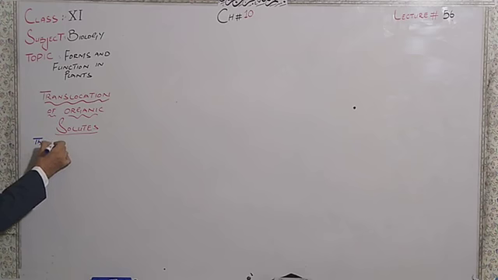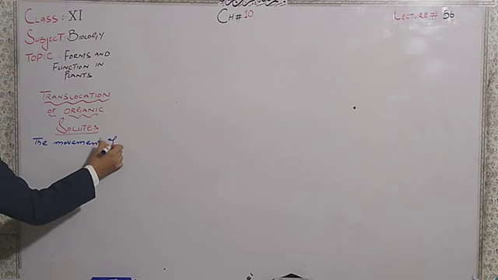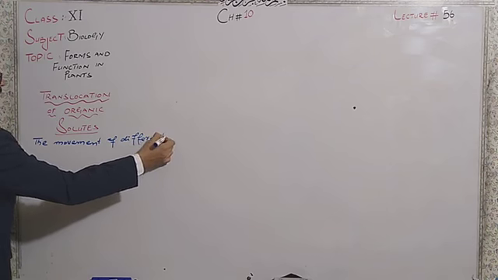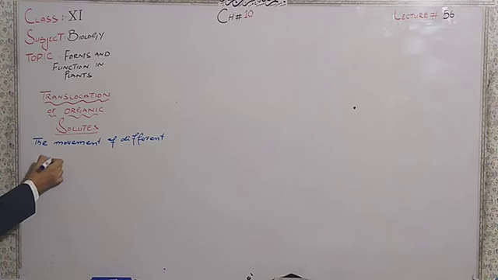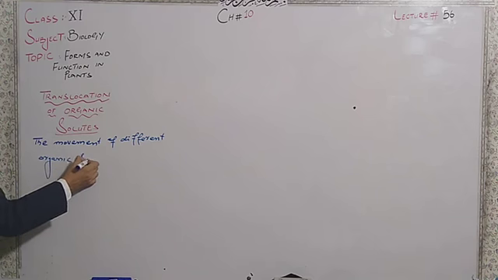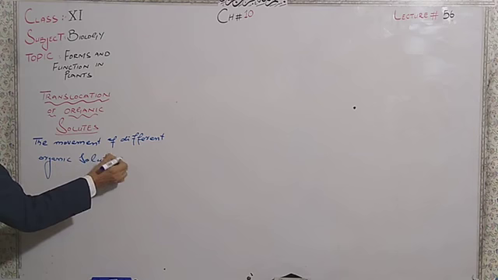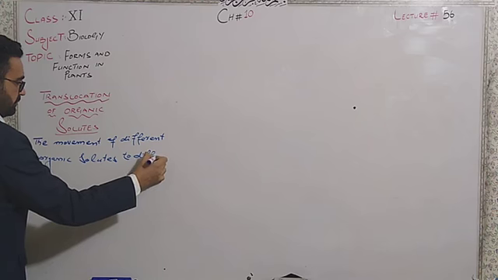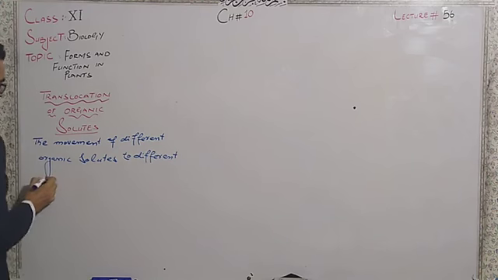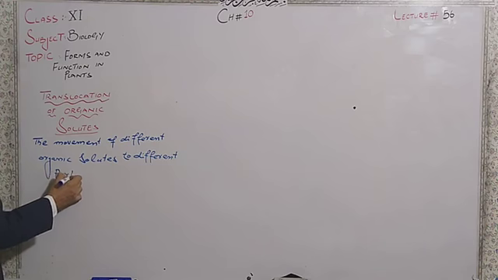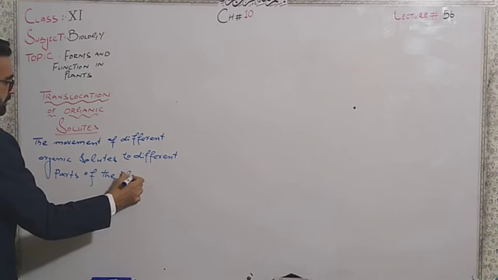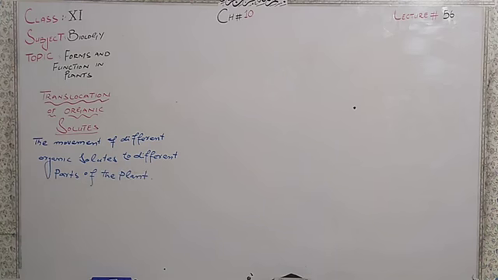The movement of different organic solutes to different parts of the plant is called translocation.